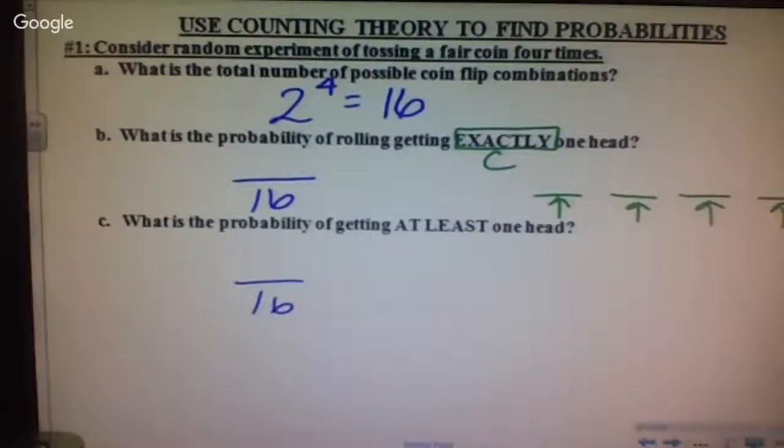Combinations will take into effect that I can put it in any one of those 4 slots. So I've got 4 slots, and I want to fill 1. That's it. That's your answer. Well, 4C1 divided by 16. And if you actually solve that, it's 1/4.